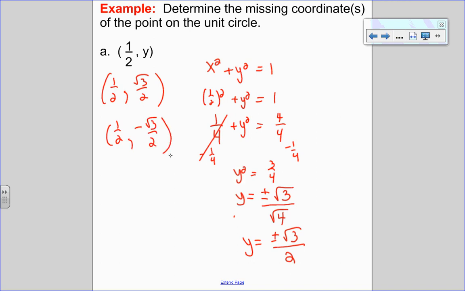Okay, and that makes sense because the circle is symmetrical. So when x is a half, there are 2 y coordinates, one above, one below. So I have these points algebraically.